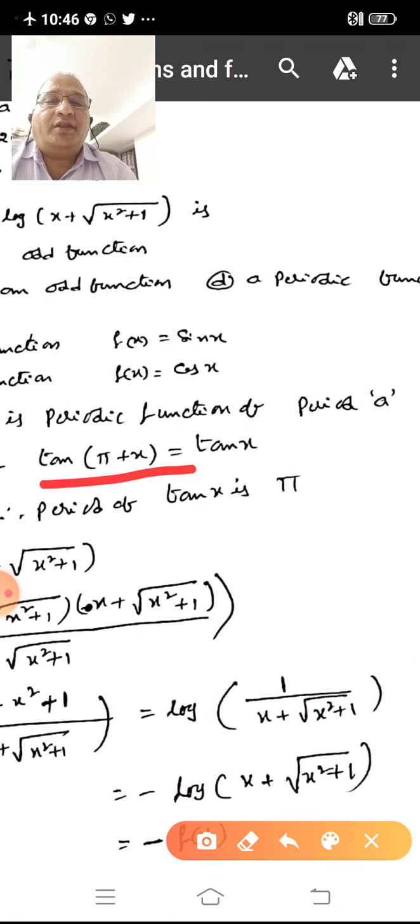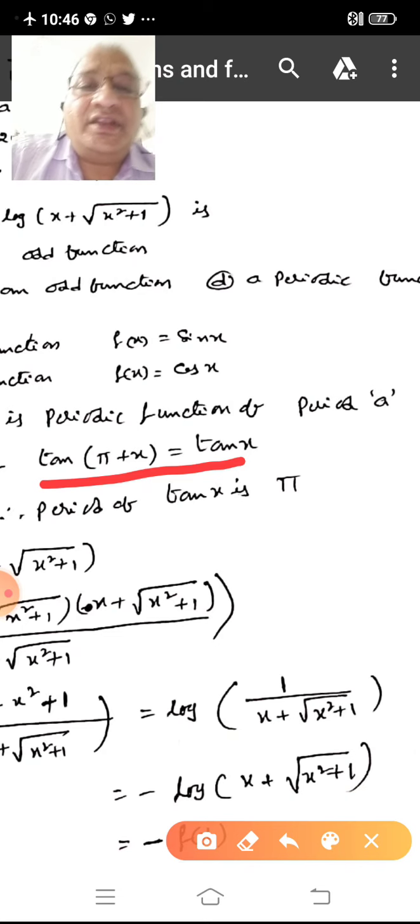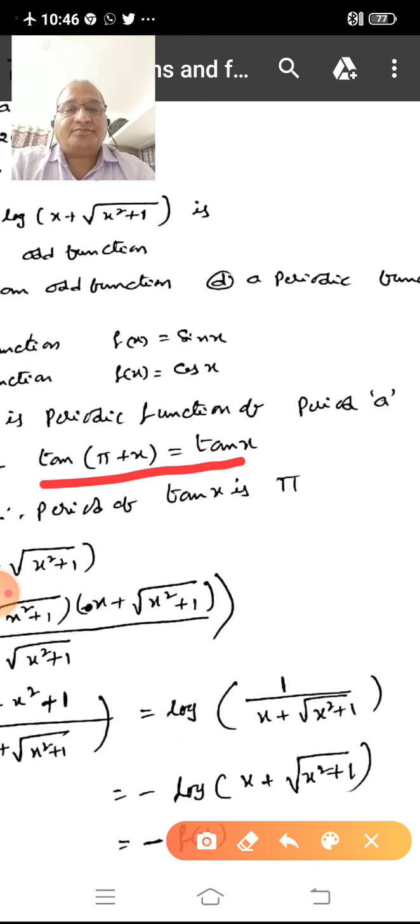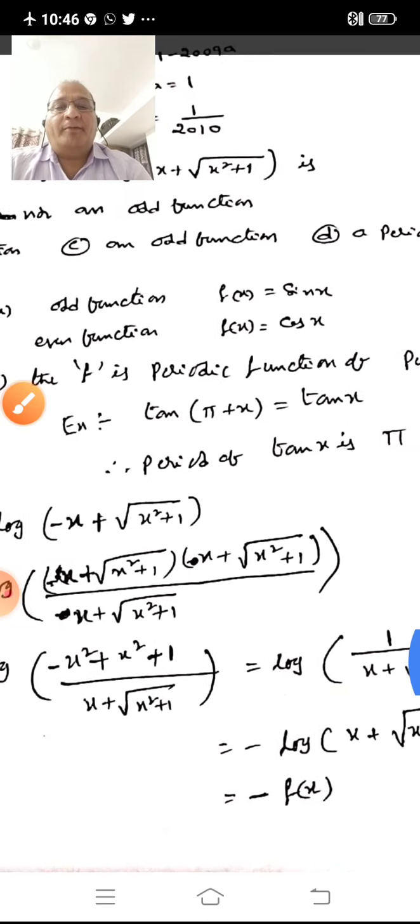Example, you take tan of pi plus x. Because pi plus x comes under the third quadrant, the same function will come, tan x. So therefore tan x is a periodic function with period pi. Now come to the problem.